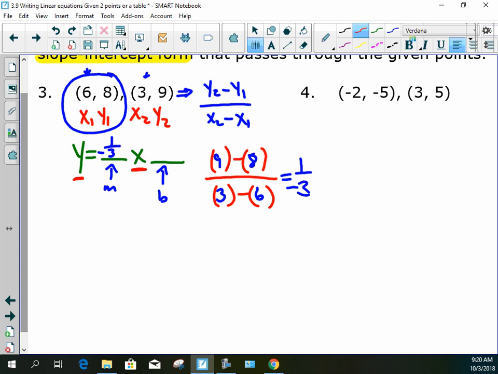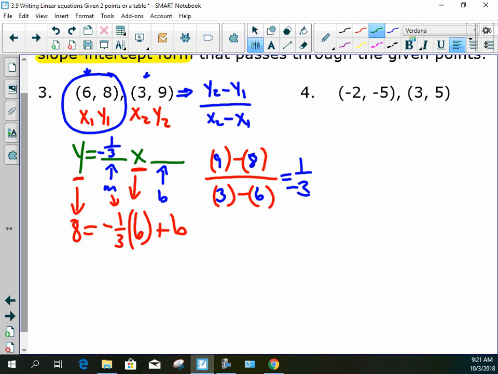So this is what I'm going to have. My y1 is 8, so I'm going to replace the y with 8. Equals, I keep negative 1/3 the same. That stays right there. But instead of writing x, what am I going to write? I'm going to write 6 plus b, and now I'm going to solve for b.